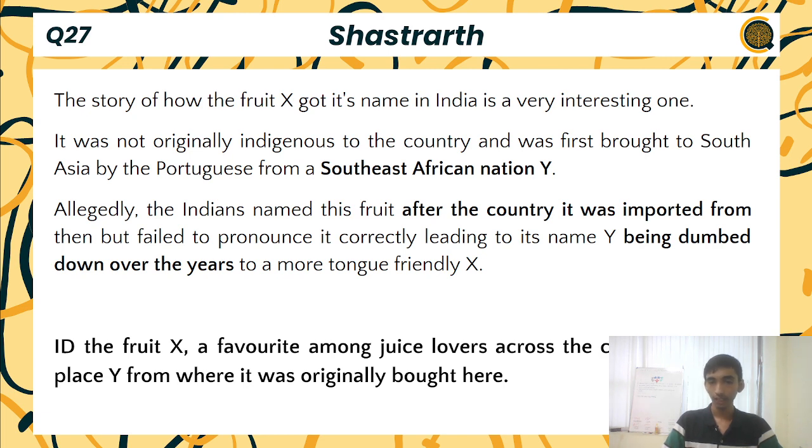So ID the fruit X, that is a very popular fruit chosen by juice lovers across the country, and the place Y from where it was originally brought here. So X is a fruit, Y is the Southeast African nation from where the Portuguese brought it. Right? Straightforward question. Both of them sound kind of similar because they are derived from the same thing. So 15 seconds.